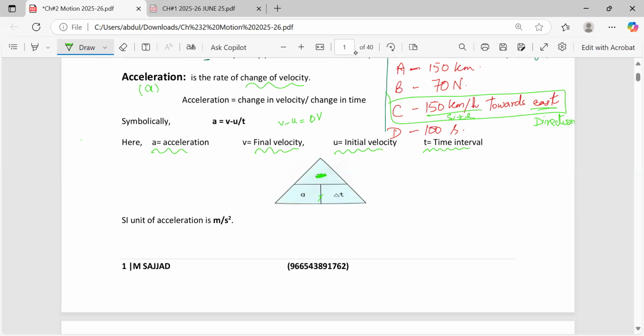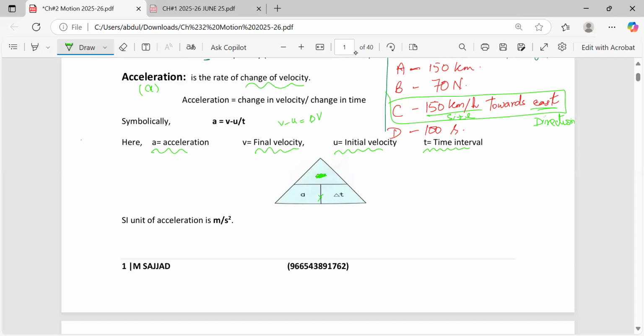Second one, the brakes. As you push on the brakes, the car starts slowing down. The speed of the car is decreasing. Again, the speed is changing. So this is causing a change in velocity, and that will again be acceleration.